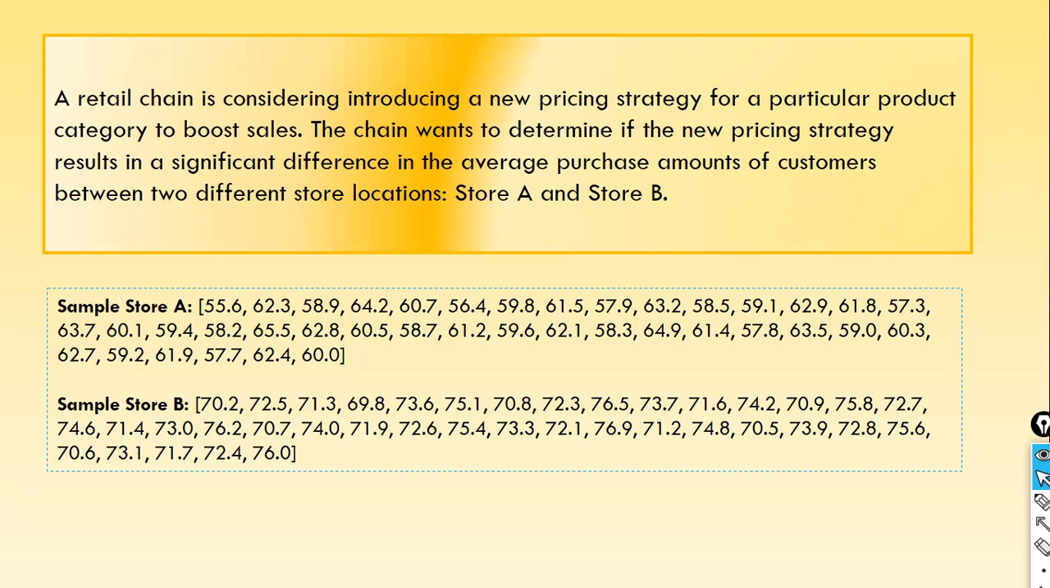Let's say, in a retail chain, they are considering introducing a new pricing strategy for a particular product category to boost sales. Obviously, price is one of the important factors to attract the customer, isn't it? If the price is cheaper, or if you announce any sales or offer, obviously you can see more sales in your shop, right? Compared to your competitor, the customers go and check on the internet. For the same product, same brand, same model, what is the price? The price is cheaper, so obviously customers will go and buy.